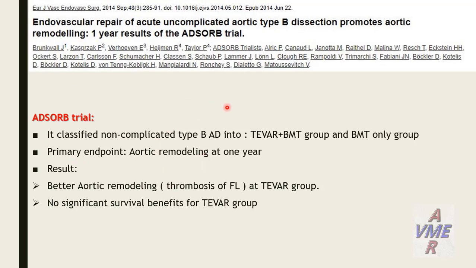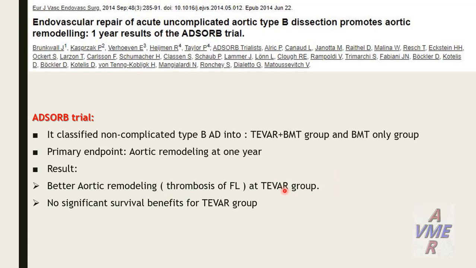So the ABSORB trial differentiated the cases of non-complicated type B aortic dissection as regards aortic remodeling, who can achieve it. Aortic remodeling means thrombosed false lumen and widening of the true lumen at 1 year, and the result is better achievement of aortic remodeling for the TEVAR group.